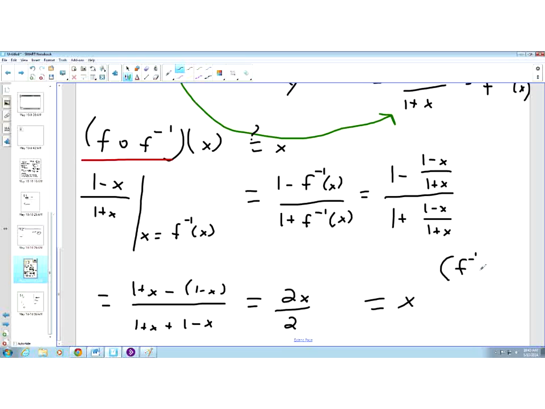I should compose f inverse with f to be a rigorous check, because there may be a quirky example lying out there where this doesn't happen. It'll happen in this direction, but it won't happen in this direction. And if it doesn't happen in this direction, then the function has no inverse. I can't think readily of an example of that, but the procedure for checking the inverse should involve evaluating both compositions and getting the result x. Okay? All right.